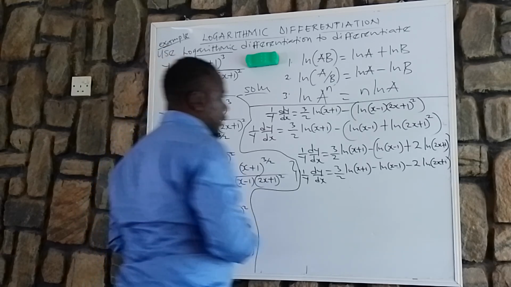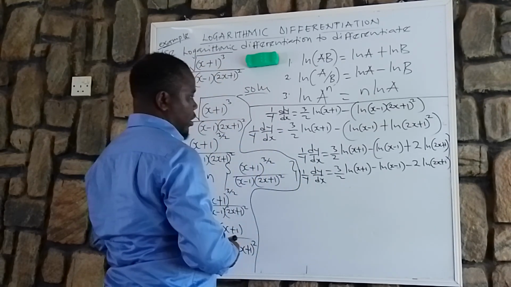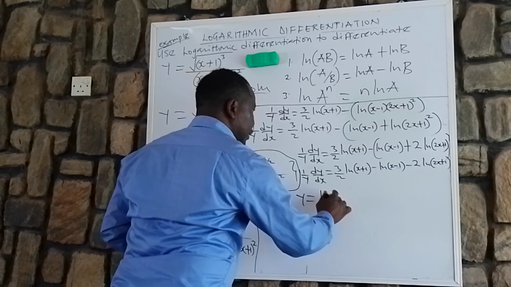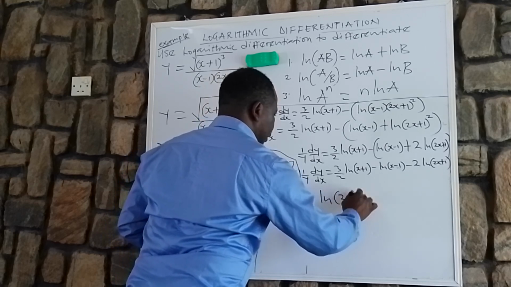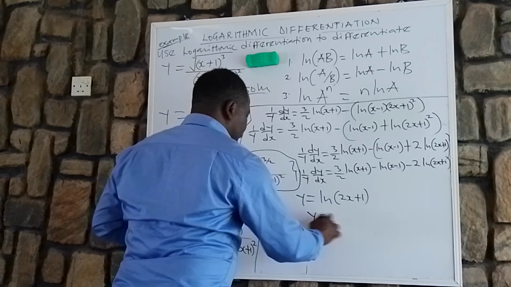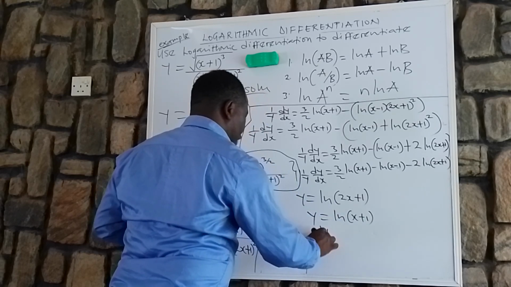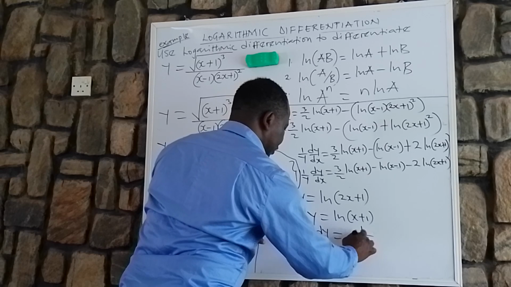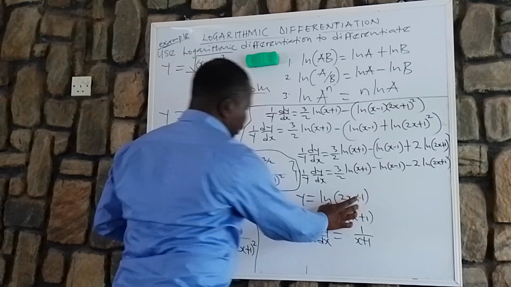Let me just do it here. Assuming you are asked to differentiate y equals ln(2x plus 1). You know, if you are to differentiate just y equals ln(x plus 1), note that your dy over dx will always give you 1 over x plus 1. Take note.